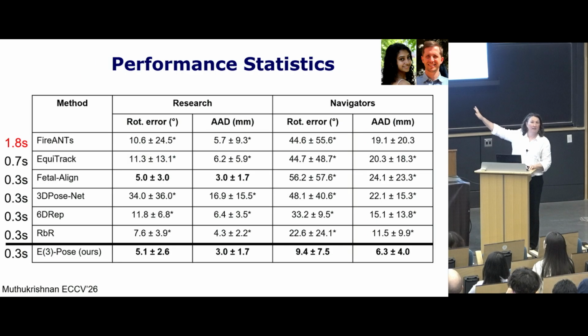Okay, so this slide is dedicated to our CVPR reviewers. We do.